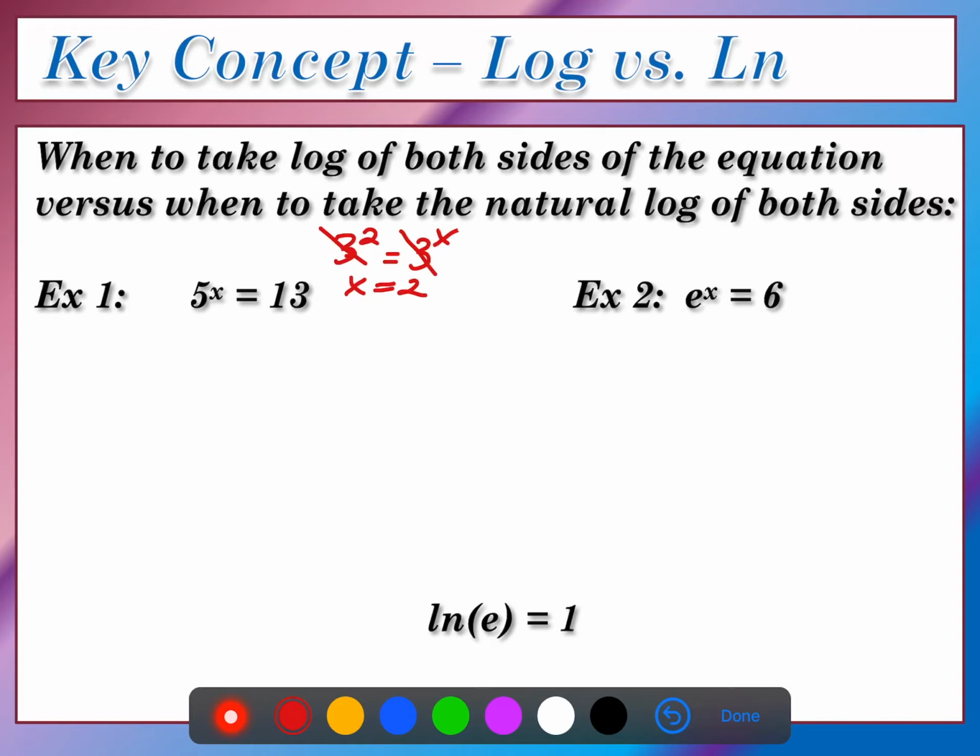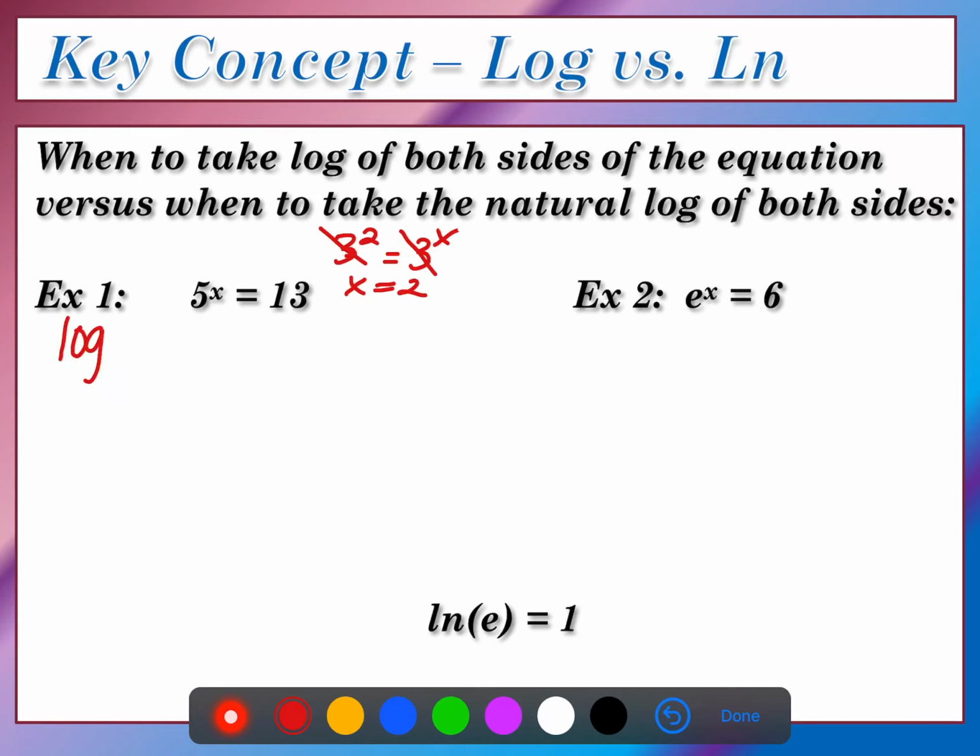If I'm just dealing with an exponential equation like this in example 1, which is different from example 2 because you can see that natural base e over there, it looks relatively straightforward. Even though we can't make the same base, we're going to use common log. So we're actually going to take the log of both sides.